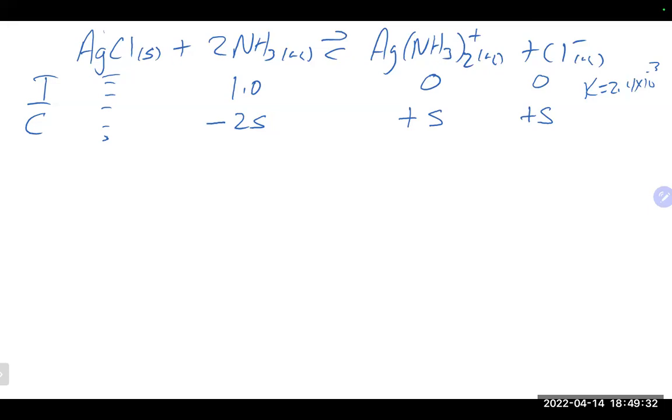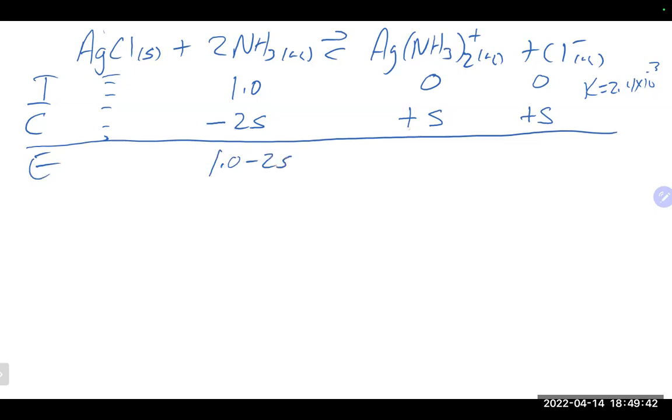Although in the end we are going to relate it to the silver chloride, we're not going to do anything with the calculation. At equilibrium here, we will end up with 1 minus 2S, S, and S in this case. Any questions on the ICE table?